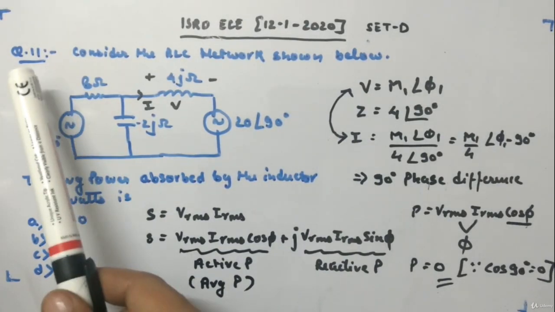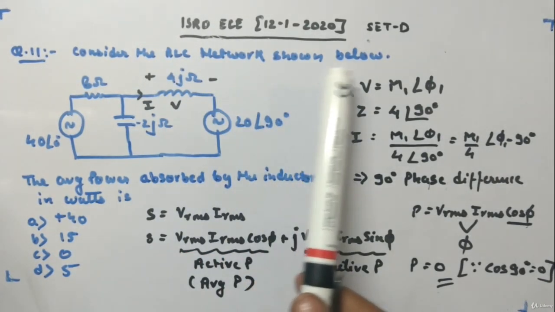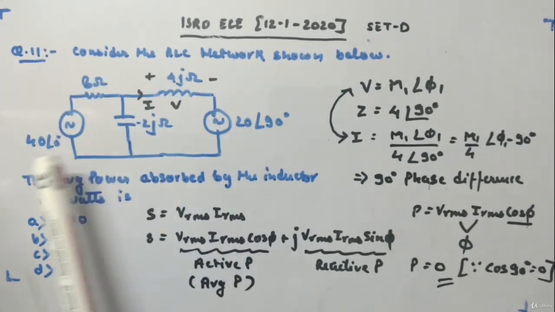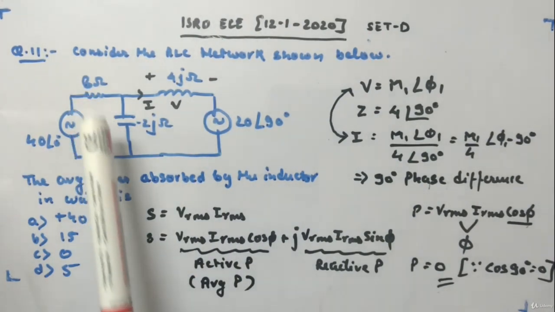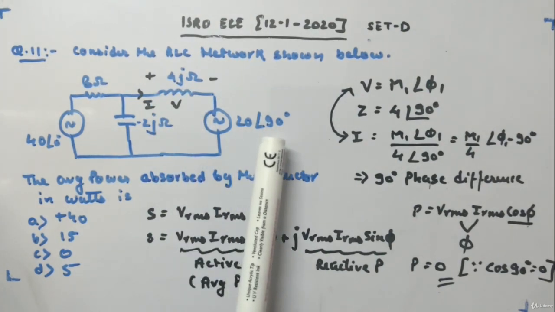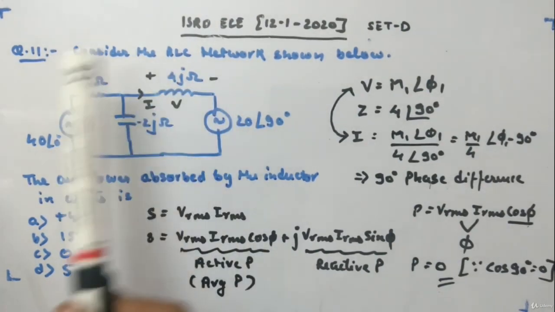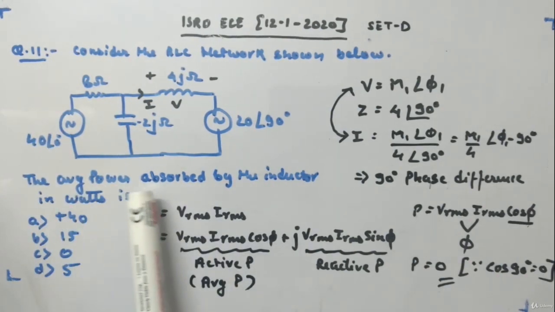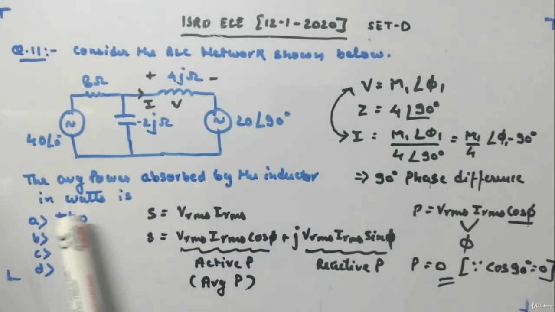Okay, question 11. Consider the RLC network shown below. This is the circuit given: a 40 angle 0 degree voltage source, 8 ohm, minus 2j ohm, 4j ohm, and a 20 angle 90 degree voltage source. The average power absorbed by the inductor in watts is.